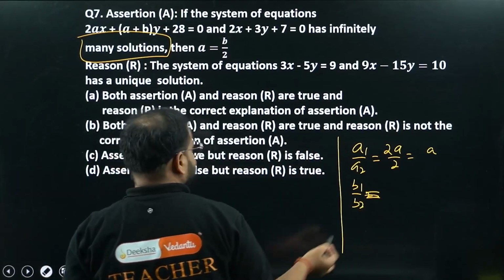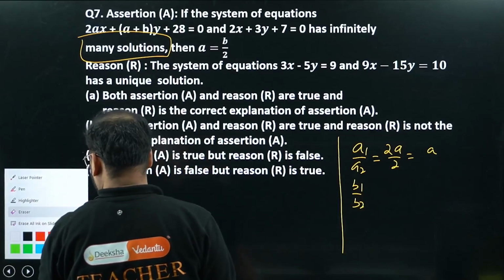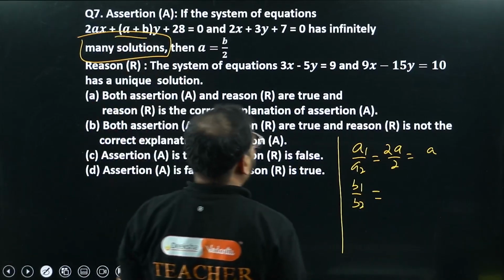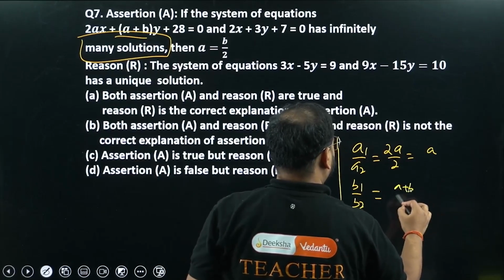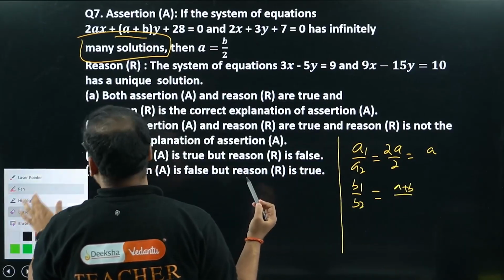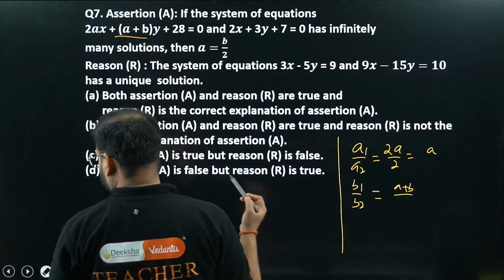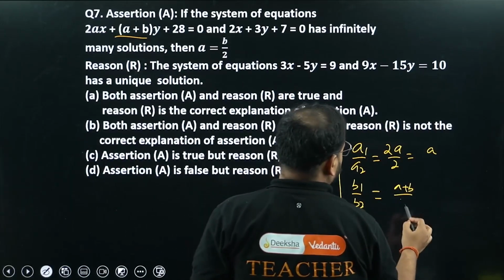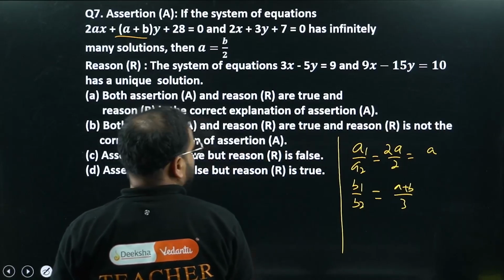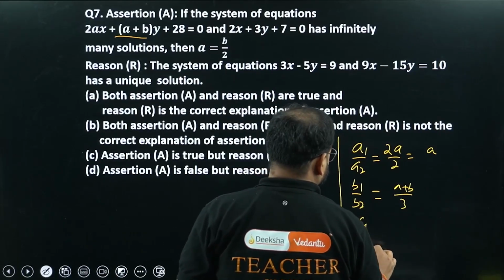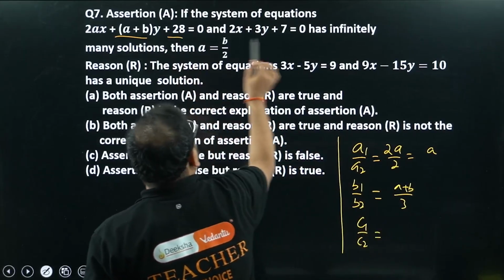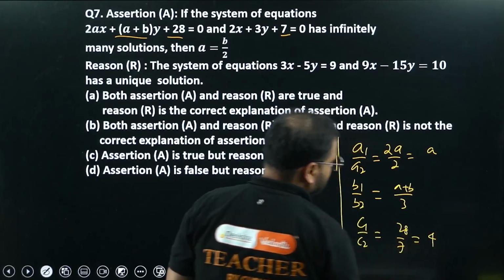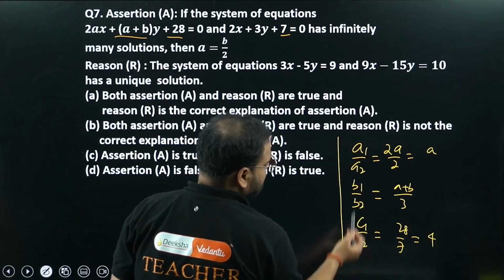b1 by b2 equals to what? Please check. b1 is a plus b. If it's not visible, I'll just remove this part. b1 is a plus b. Okay. And what is b2? Simply 3. And what is c1 by c2? c1 is 28 and c2 is 7. So 28 by 7. How much is that? Simply 4. So if you compare this and this, what is the condition?